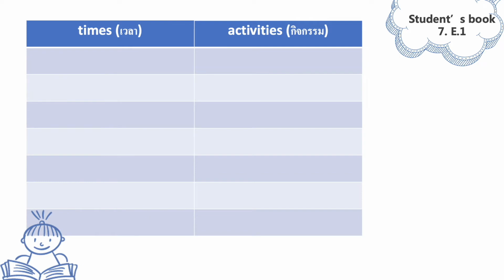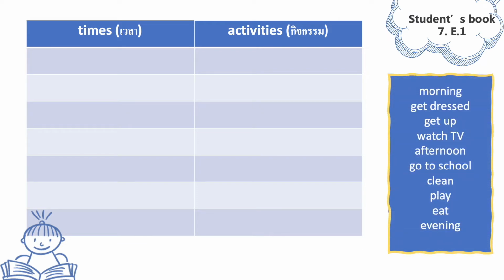Okay, let's proceed to page 7. Open your book on page 7, exercise 1. This is the instruction. I want you to put the words into each correct category. There are 2 categories here, times and activities.